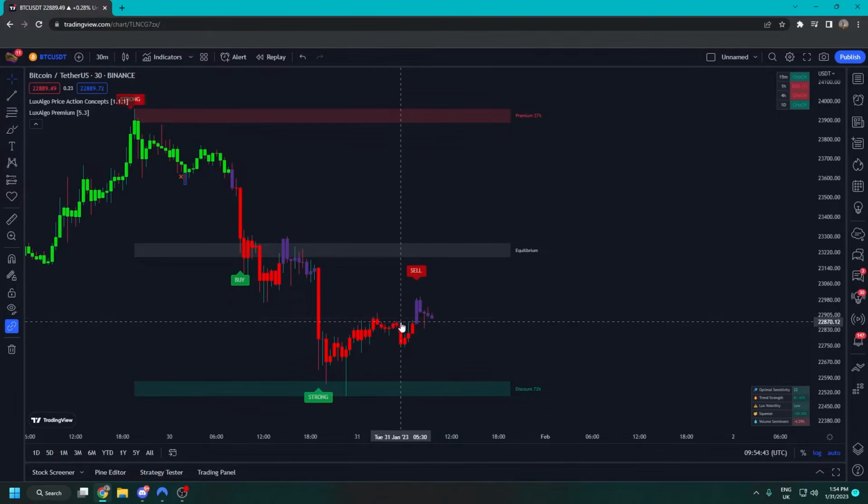Hi guys, in this video I'm going to be showing you how to maximize and get the most out of Price Action Concepts by LuxAlgo, and I'm going to show you, if you're a beginner trader or even a more advanced trader, how you can really just simplify your entries and exits without having to think too much.